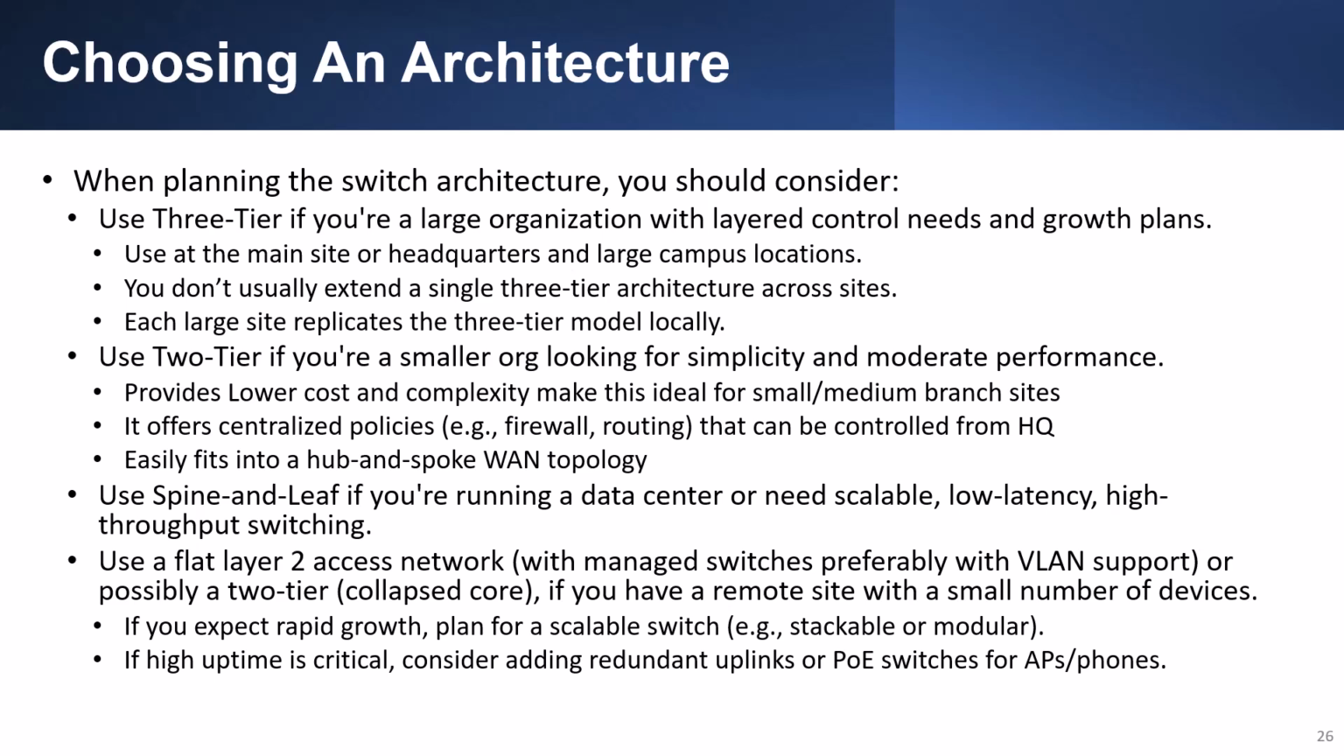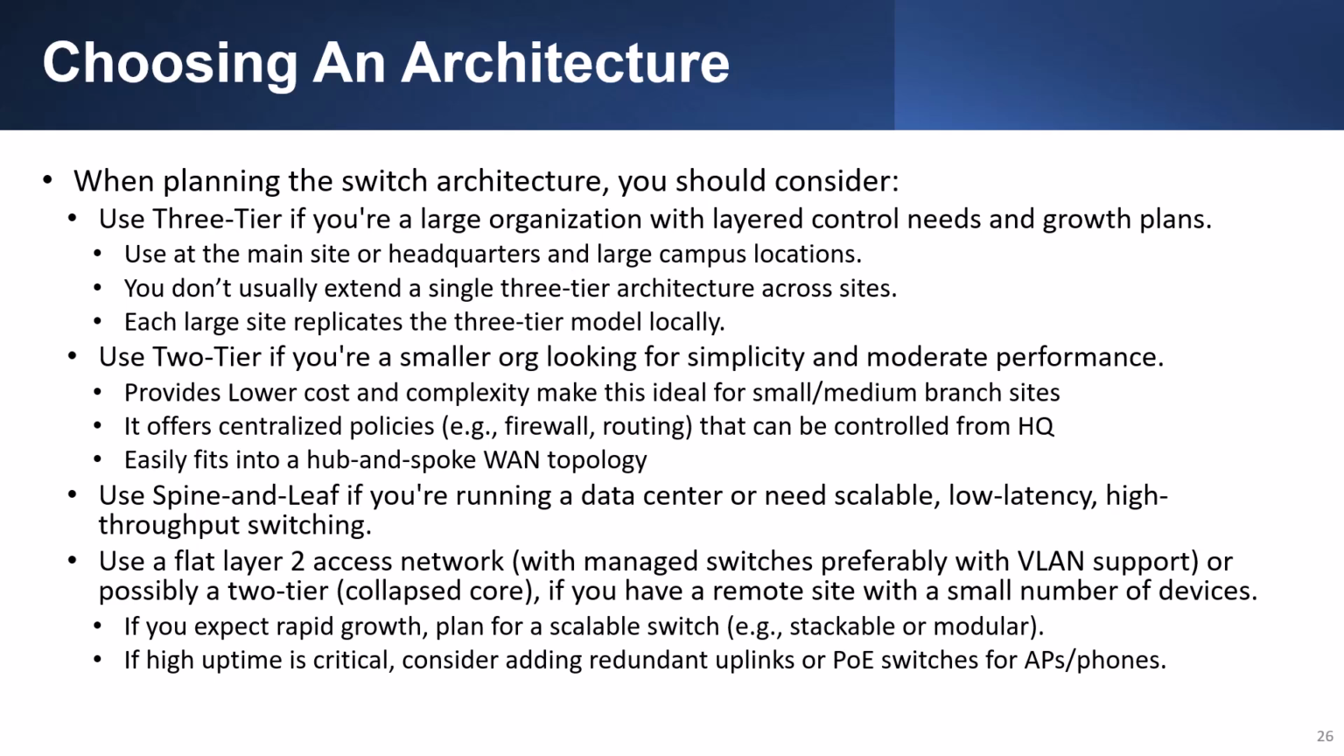Use two-tier if you're a smaller org looking for simplicity and moderate performance. It provides lower cost and complexity, which makes this ideal for small and medium branch sites. It offers centralized policies, including firewalls and routing, that can be controlled from the HQ. It easily fits into the hub and spoke WAN topology. Use spine and leaf if you're running a data center or need scalable, low latency, high throughput switching.